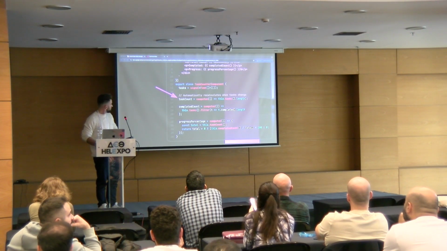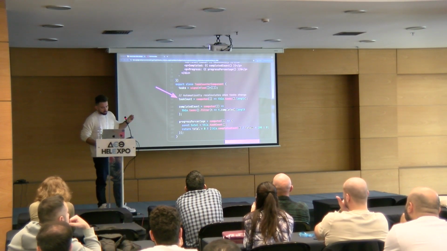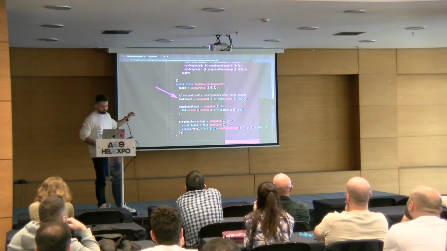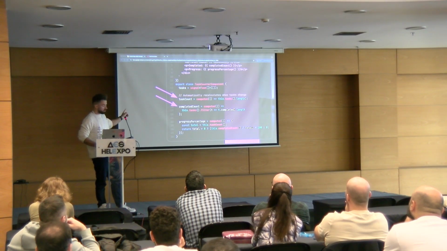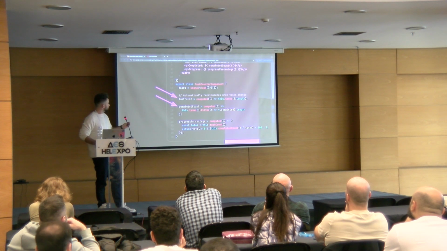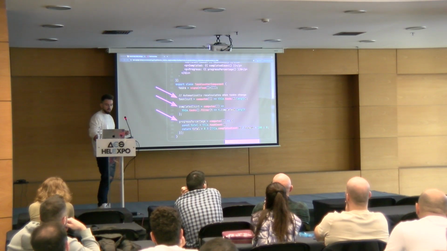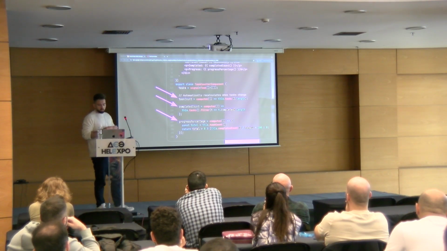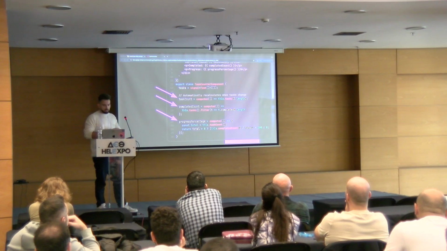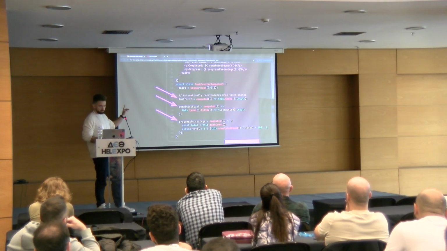Right, so again, task count computes the length of the tasks array. Completed count filters and counts completed tasks. And progress percentage calculates the completion rate of tasks. Each one of these values is a computed signal that automatically recalculates when the tasks array changes.